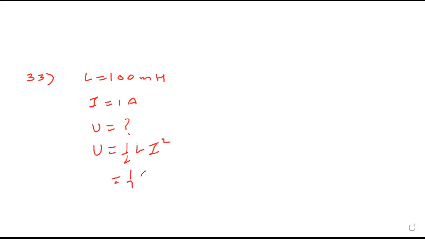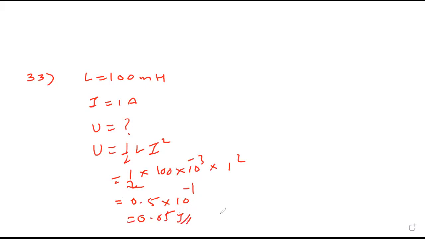33. A 100 millihenry coil carries current of 1 ampere. Energy stored in an inductor: what is the formula for energy stored in an inductor? Half L I square. L is 100 milli, 10 raised to minus 3, 1 square. So 0.5 into 10 raised to minus 1, 0.05 joule. Option C.